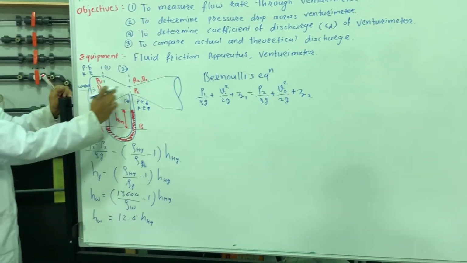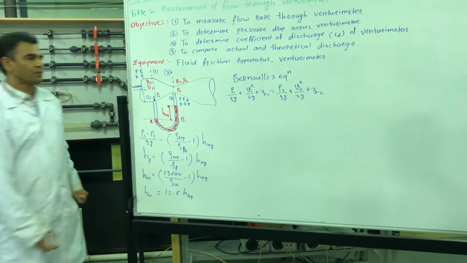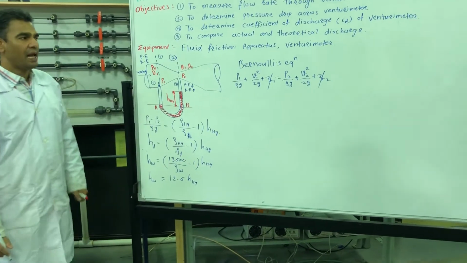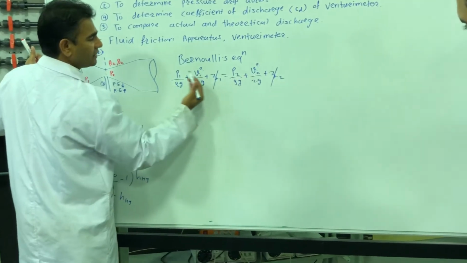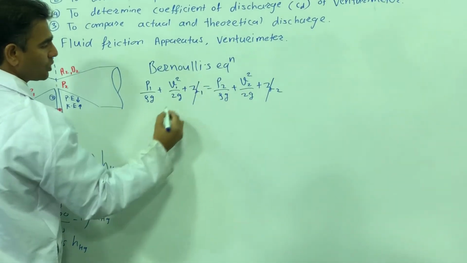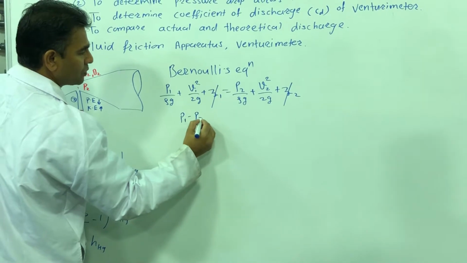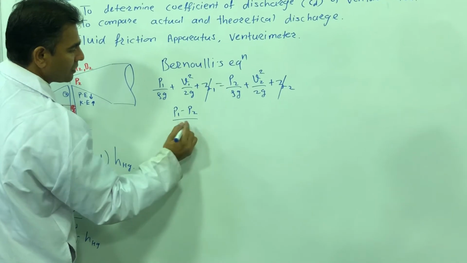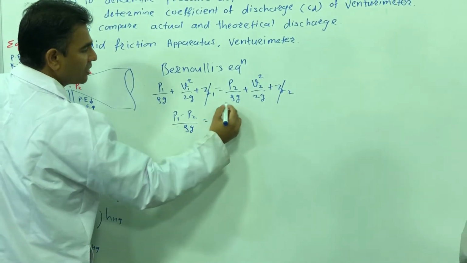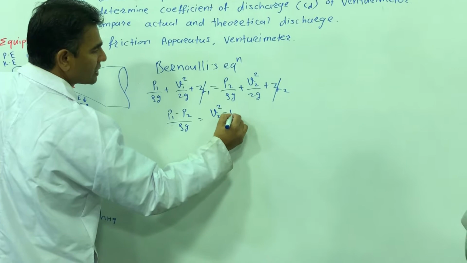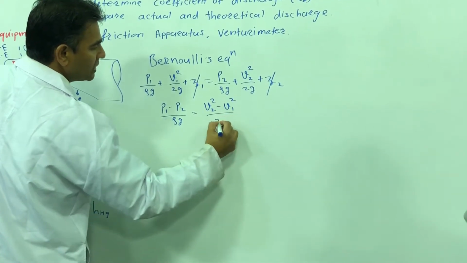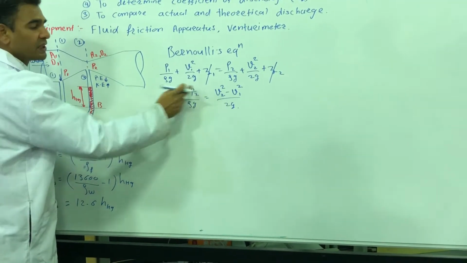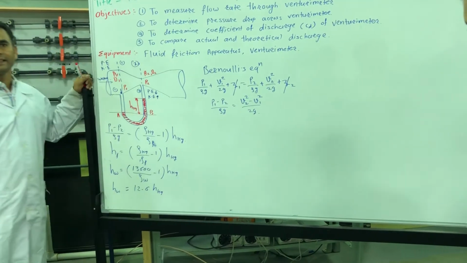As the height of inlet and outlet is the same, Z1 cancels with Z2. Here P1 is higher and P2 is lower, so I will write P1 minus P2 over rho g is equal to V2 square minus V1 square over 2g. P1 is higher, V2 is higher. Pressure energy is converted into kinetic energy.